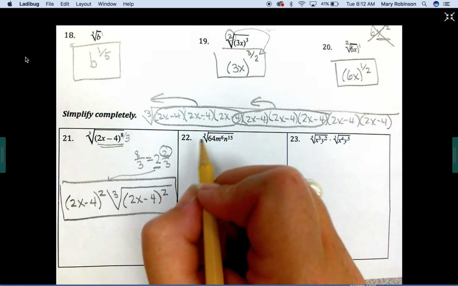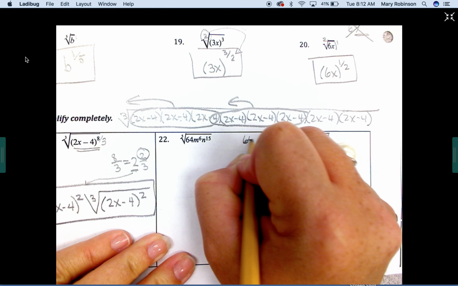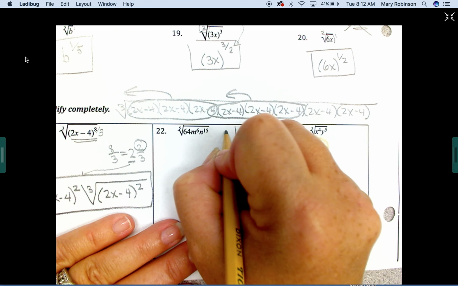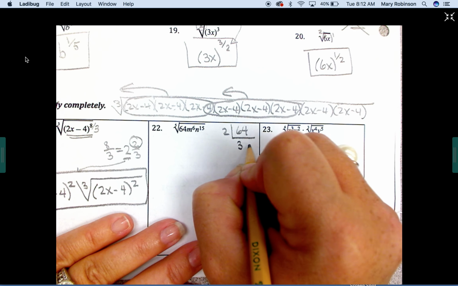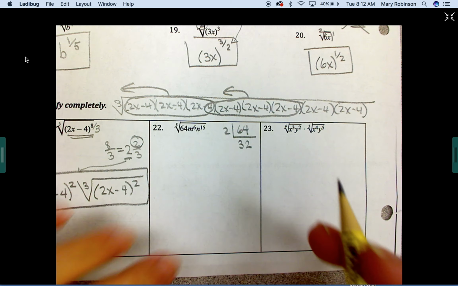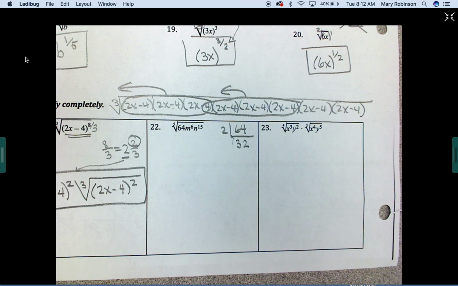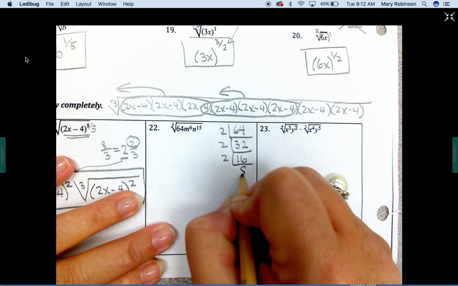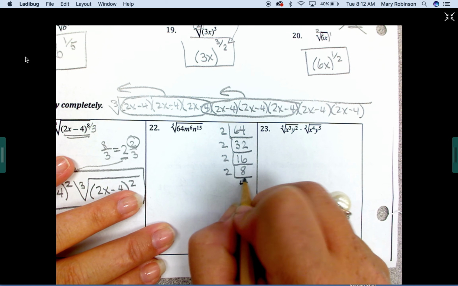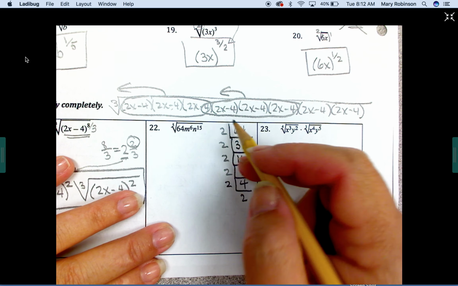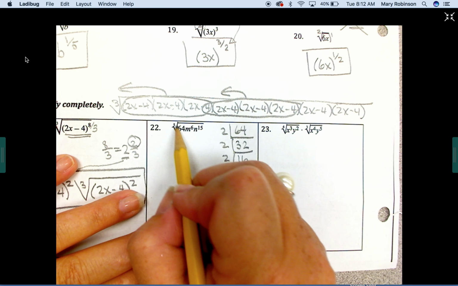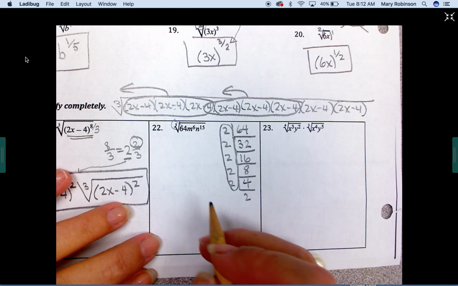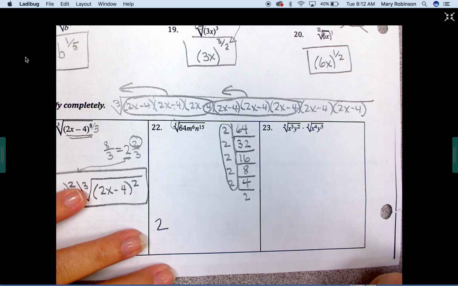Next, for 22, this is a 5th root. So we can start off by doing our factor ladder, dividing by 2 because it's even. That gives us 32, which is also even. Divide by 2, I get 16. Divide by 2, I get 8. Divide by 2, I get 4. Divide by 2, I get 2. And I'll stop because now I'm prime. I want 5th roots. That means I want a group of 5 of the same factors. So that means I have a 2 come out.